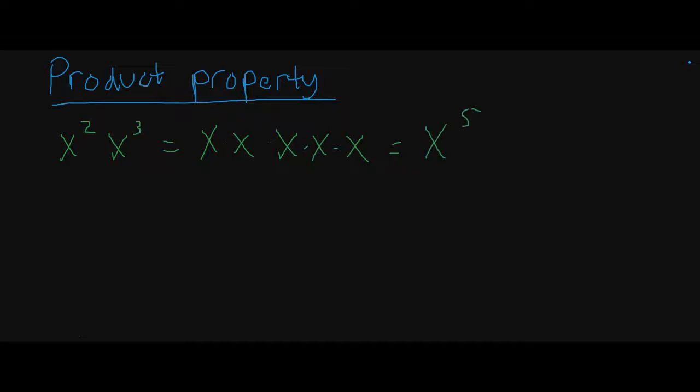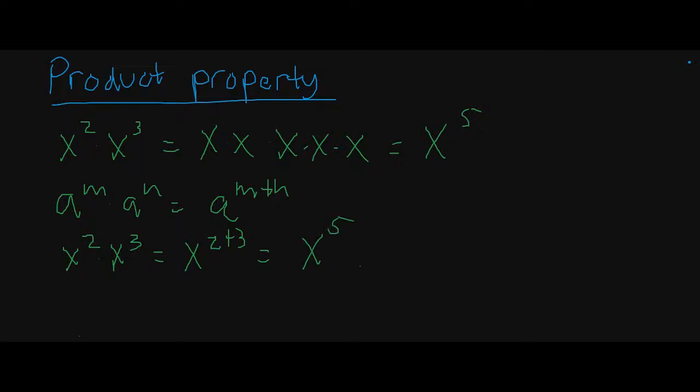So the product rule is basically saying a to the m times a to the n is the same thing as a to the m plus n. Alright, so if you look up here, we expanded this out just like here, and we got x to the 5th. Well, using the product rule, we have x squared times x to the 3. This is the same thing as just 2 plus 3. We just add the exponents, 2 plus 3, which is equal to x to the 5th. Alright, so that's one example of how we could use the product property on a potential problem like this.